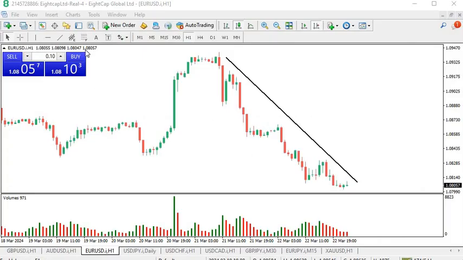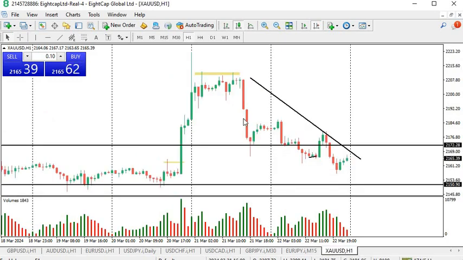This is the example of the chart of Euro USD, which is moving downward. Now let me show you the gold example, which is also moving downward. Sometimes they will not follow each other's direction, but that will be only because of the fundamental data and the conditions, the wars that are happening in the world. The correlation between gold and Euro USD is almost 80-85%.